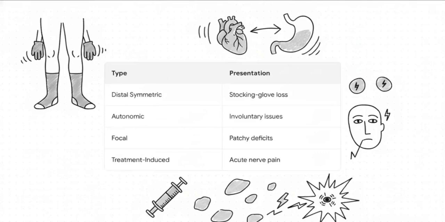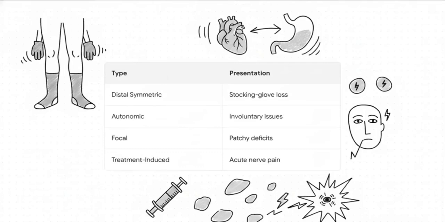This one famously affects the longest nerves first, which gives us that classic stocking glove distribution of sensory loss starting at the toes. Then there's autonomic neuropathy. This one is sneaky. It destabilizes totally involuntary functions, think wild blood pressure swings and delayed digestion. We also see focal and multifocal neuropathies, which give you these patchy, asymmetrical deficits like a sudden cranial nerve palsy.